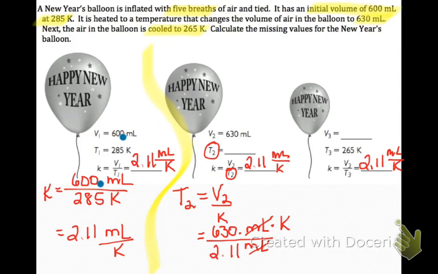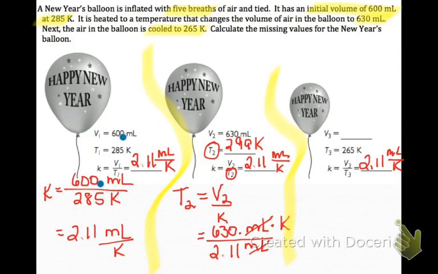So go ahead and plug this into your calculator, 630 divided by 2.11, and we end up getting 299 Kelvin. So let's check to make sure this makes sense. Our volume initially, the V1, was 600 milliliters. We increased the volume to 630, so that means our temperature should have increased. T1 was 285 Kelvin, and this is 299 Kelvin. So yep, indeed, they all make sense. They all increase proportionally.